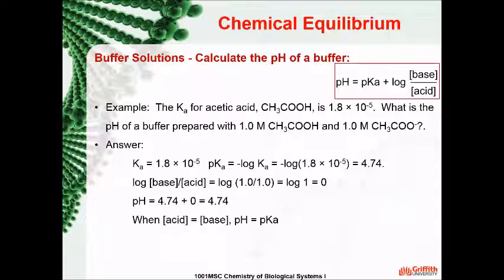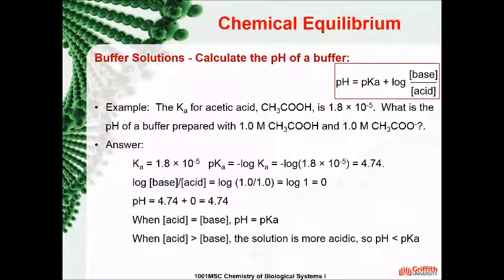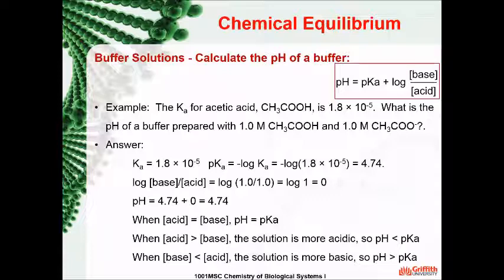From this example, we can see that when the concentration of acid is equal to the concentration of the base, the pH is equal to the pKa. When the concentration of acid is greater than that of the base, the solution is more acidic, so the pH will be less than the pKa. When the concentration of the base is less than that of the acid, the solution is more basic, so the pH will be greater than the pKa.